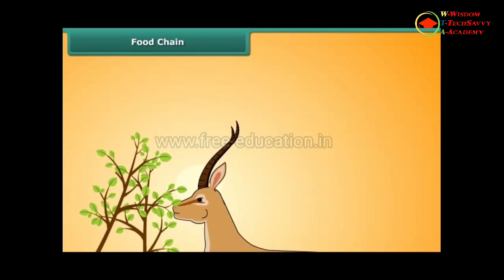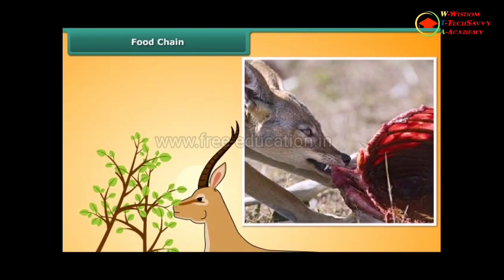The animals are the consumers. Animals can be plant-eating herbivores or flesh-eating carnivores. Animals can also be omnivores, consuming both plants and other animals. The scavengers feed on dead animals.